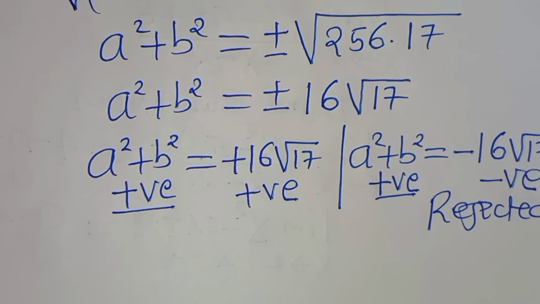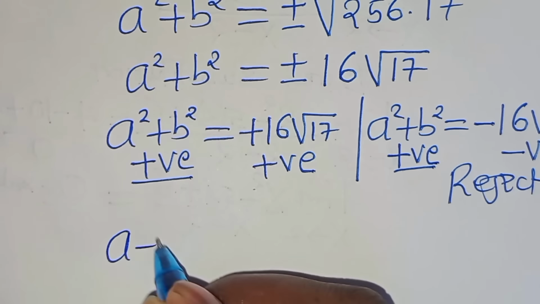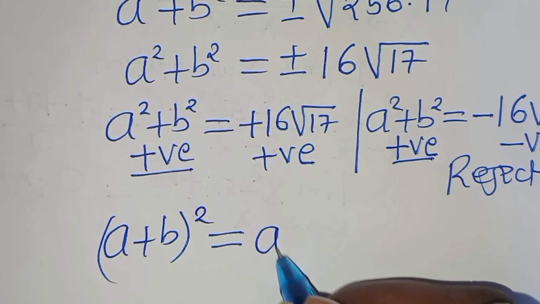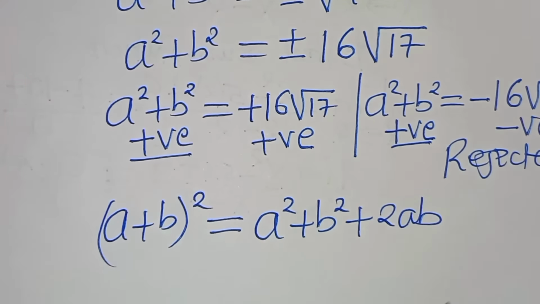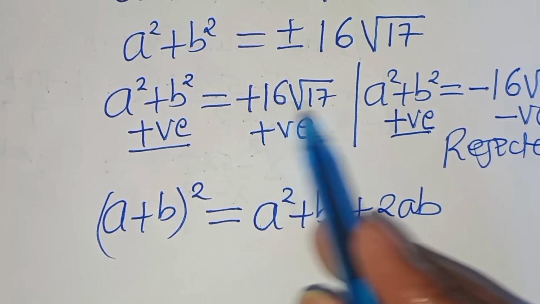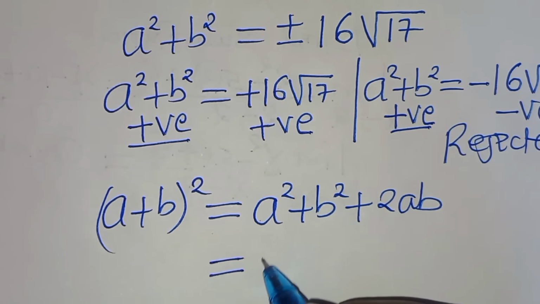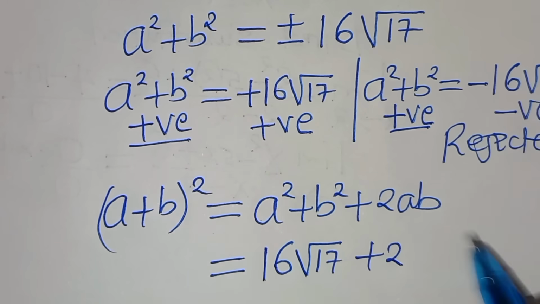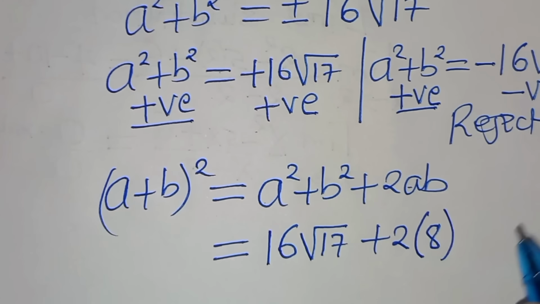Now, let's proceed with this part here. So we have the identity that a plus b raised to the power of 2 can be expressed as a squared plus b squared, then plus 2ab. Now, we have a squared plus b squared, this is what we have here, that is plus 16 square root of 17. So here we can substitute this. We have 16 square root of 17, then plus 2 times ab. Remember, ab is what we have in equation 2, which is equal to 8.